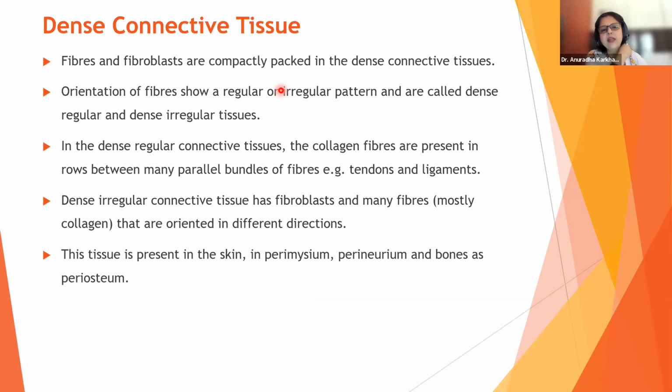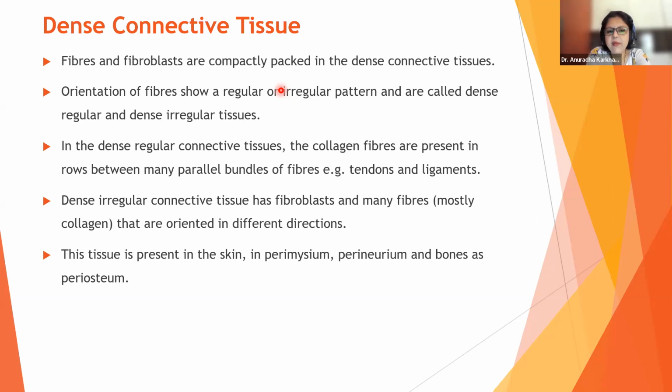In the dense regular connective tissue, the collagen fibers are present in rows between many parallel bundles of the fibers. Examples: tendons and ligaments. So tendons and ligaments are the examples of dense regular connective tissue. Dense irregular connective tissue has fibroblasts and many fibers that are oriented in different directions. So they are not in a perfectly oriented form. This tissue is present in the skin, in perimysium, perineurium, and in bones as periosteum.